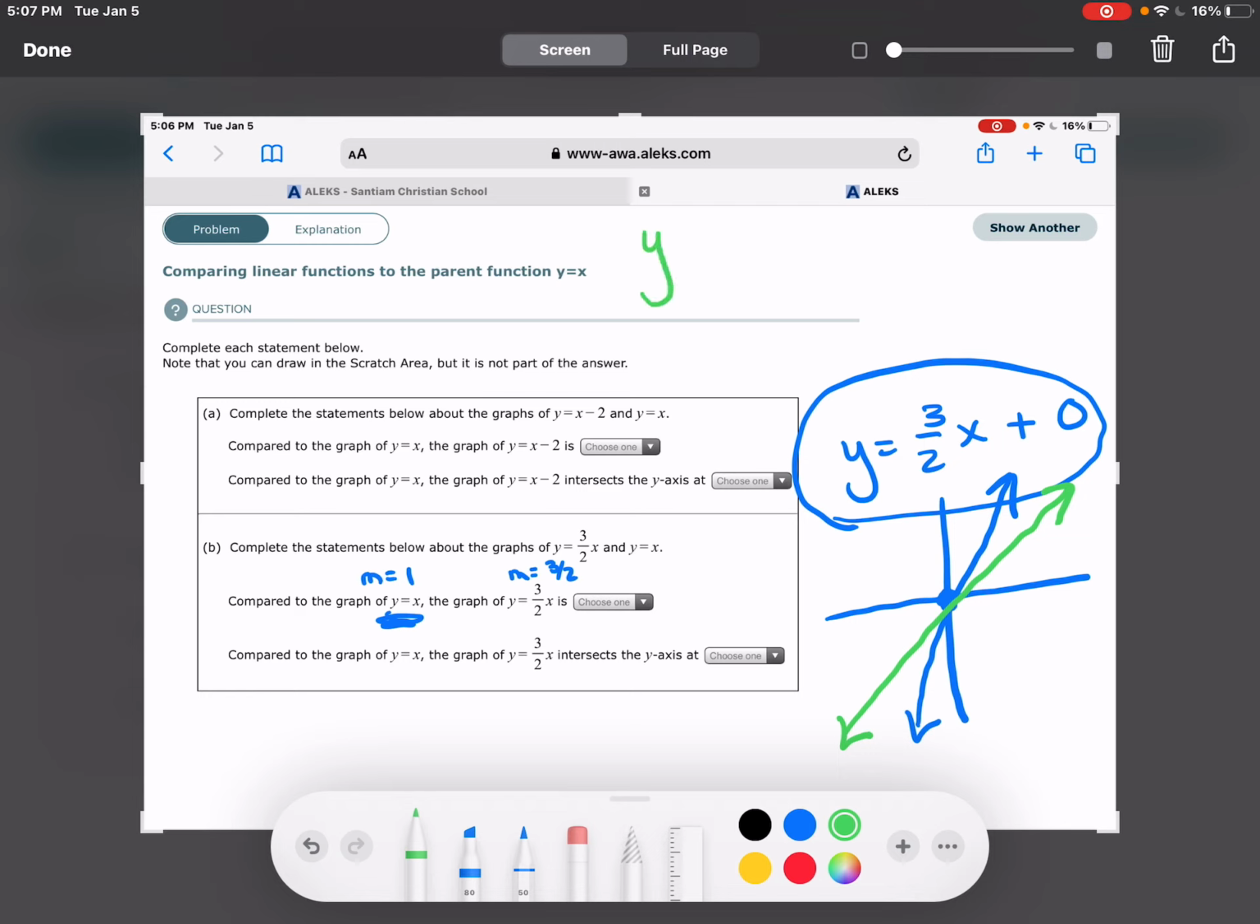You're looking at, does it have a different slope? Is it steeper? Does it have a bigger number? It'll be steeper. If it actually had a decimal or a fraction like 1/3, it would be less steep. And then we're looking at where it crosses the y-axis. So if it crosses at 0, then it's the same. If it crosses at a negative number, then it's lower. If it crosses at a positive number, then it's higher. So hope that helps.